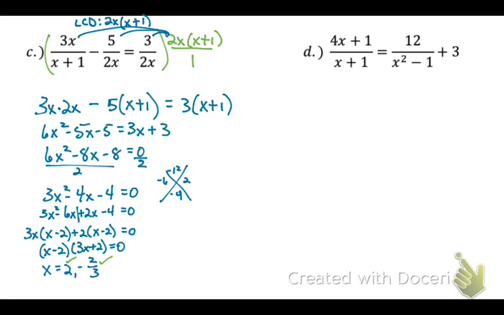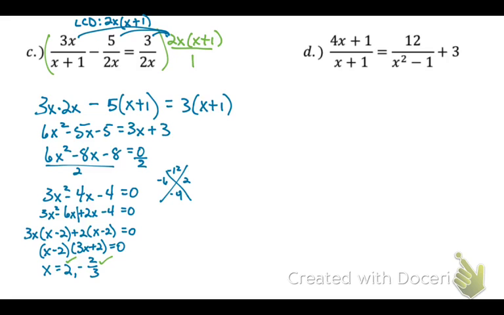I just look and make sure that neither of these numbers will give me a 0 in the denominator. You can also put them on your calculator and see if the left side equals the right side, and they do for both of those numbers, so those are both solutions.